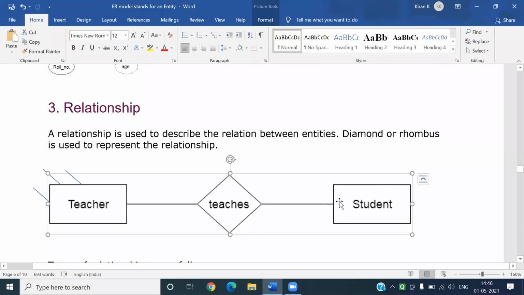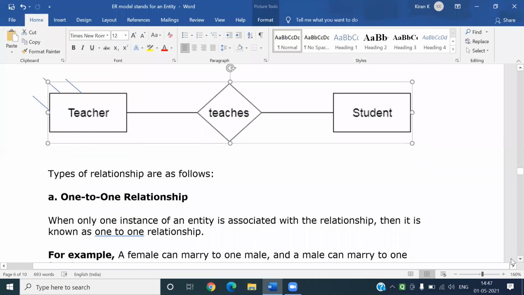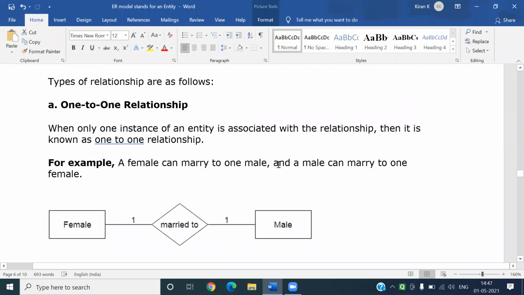Similarly, student might have many attributes. Teacher is an entity. Student is another entity. Each may have many attributes. And this is the relationship. What is the relationship between these two? Teacher teaches student. So this is called one to one. Right. Now, types of relations are as follows. One-to-one relationship.